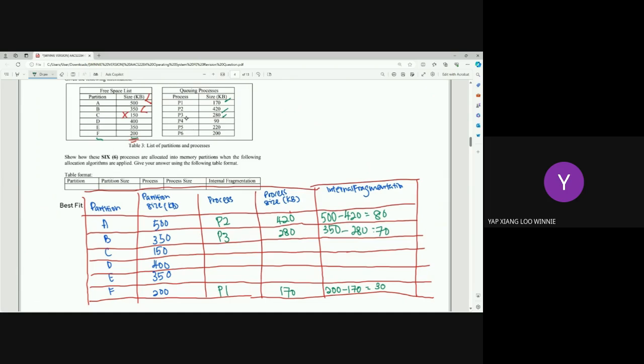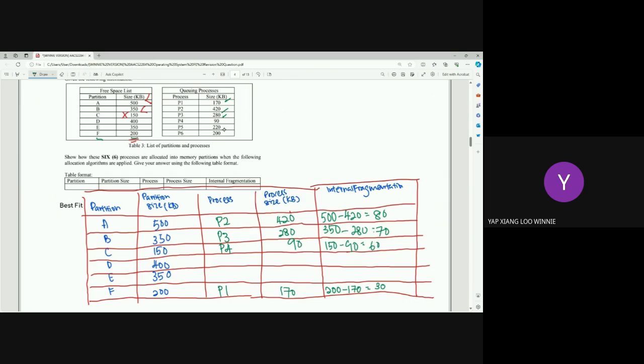The next one, P4, 90. So 150, 400, and 350, which one actually gives you the least fragmentation? Definitely 150. So over here you write process 4, and the size is 90. So the internal fragmentation is going to be 150 minus 90, so it's going to be 60.